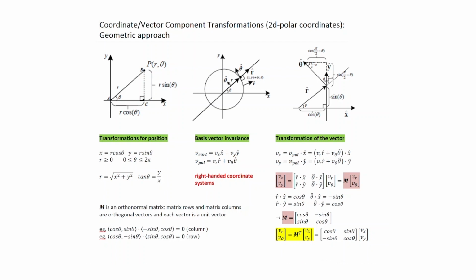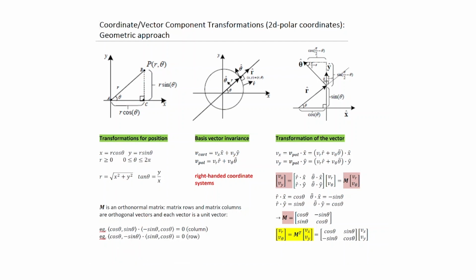All right, just again, M is an orthonormal matrix. Well, what does it really mean? That matrix rows and matrix columns are orthogonal vectors, and each vector is a unit vector. So for example, here, if you took the two column vectors and take their dot product, if they're orthogonal, it should be 0. Well, sure enough, it is. If you take instead two row vectors and take their dot product, you get 0. If you take any vector and determine what its magnitude is, it'd be cos squared plus sine squared, which is just 1. So magnitude is 1, and vectors are orthogonal. So that's why we call it an orthonormal matrix.